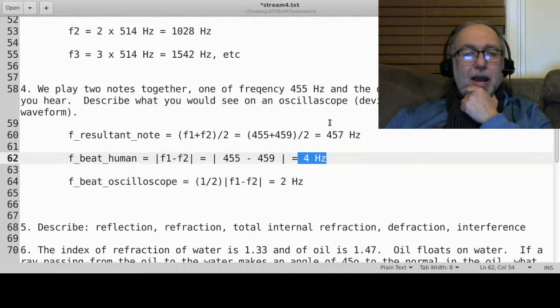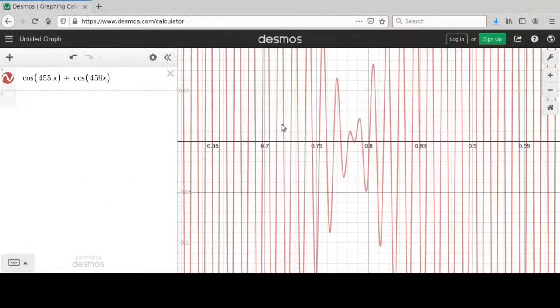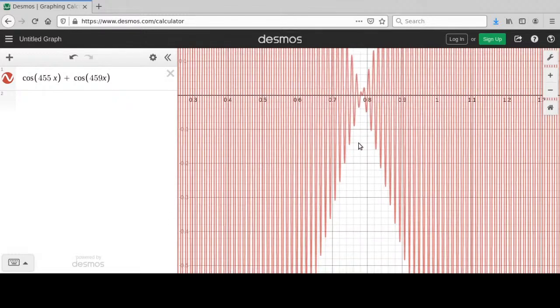And you go, well, why is that? Why would the oscilloscope give you half of that? Now I can show you why on the browser, this other screen right here. So if you take a look here, let me zoom out. Take a look here.